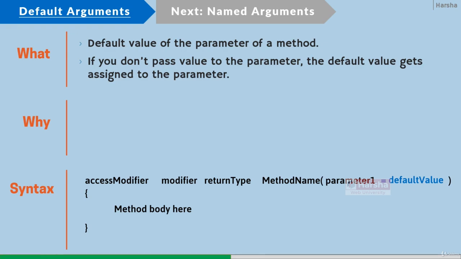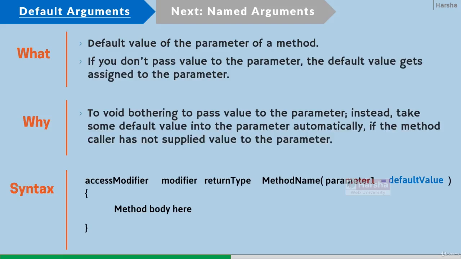For example, in a banking project, you have a method called calculate interest, and it has a parameter called interest rate. And for the interest rate parameter, you have assigned a default value, that is 10.5%. So whenever you don't supply the value for the interest rate parameter, automatically the default value 10.5 will be taken. But in case you supply the value for the parameter, the supplied value will be taken into the parameter. At that time, the default value will be ignored.